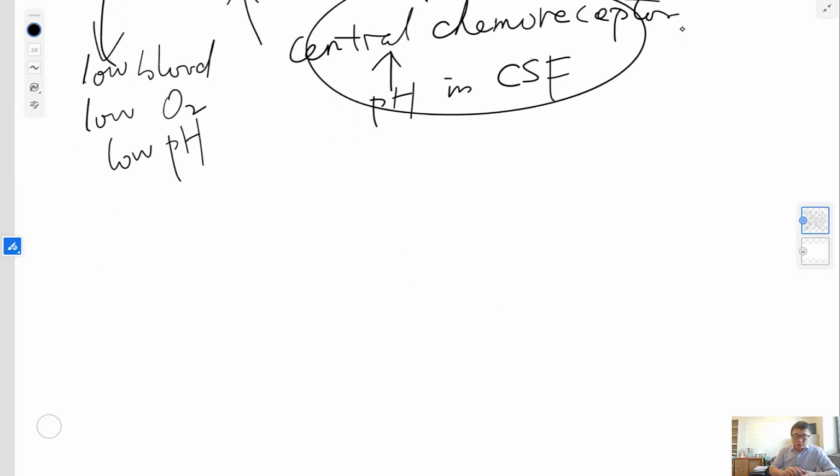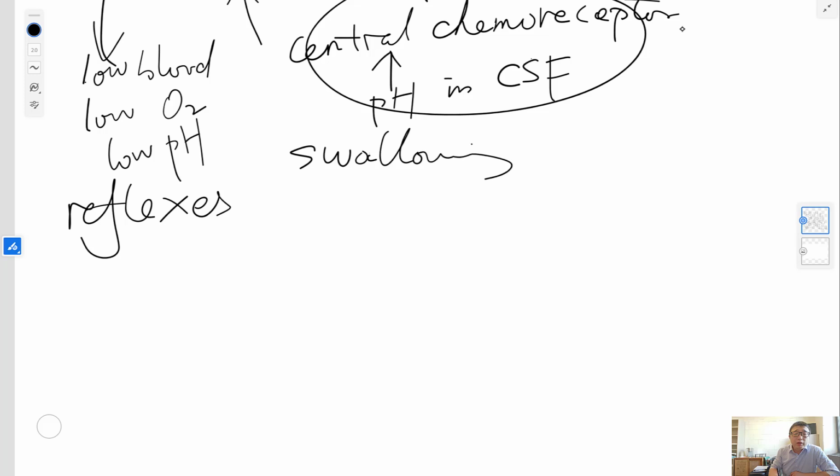The medulla also has a lot of reflexes that are very similar to the reflexes in the spinal cord. The medulla also mediates a lot of very important reflexes. One is the swallowing reflex. This is basically how we can swallow.